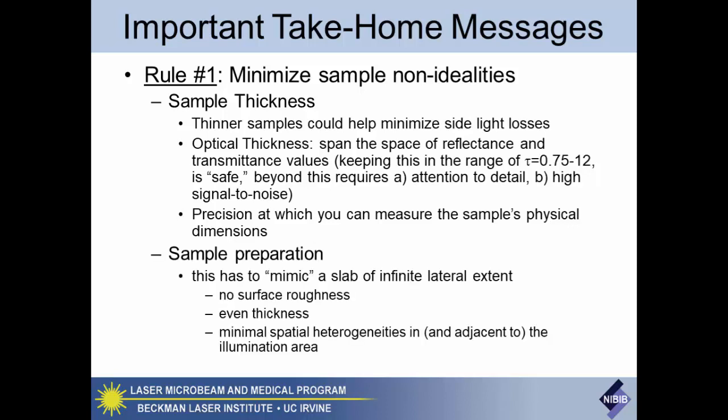And sample preparation. So again, how do you prepare your sample to best mimic a slab of infinite lateral extent? Making sure there's no surface roughness. If it's actually ex vivo tissue, placing it between microscope slides will help keep it smooth and flat, so long as there's no air bubbles in between, maintaining an even thickness, and minimizing any spatial heterogeneity in the illumination area. If you have something that is heterogeneous, you want to use a smaller beam diameter to only sample one area at a time, but again, that's always tricky.